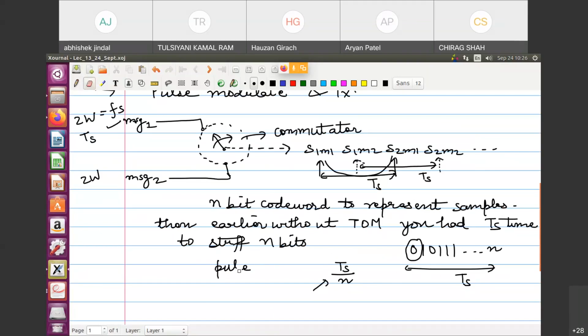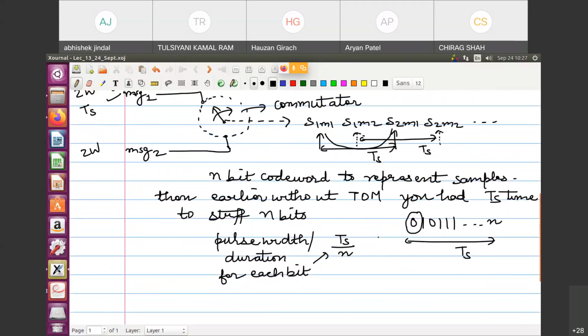Basically I should write what I am speaking so that it's clear once you go through the notes, if you are interested in going through it. So the pulse width or duration for each bit is this.